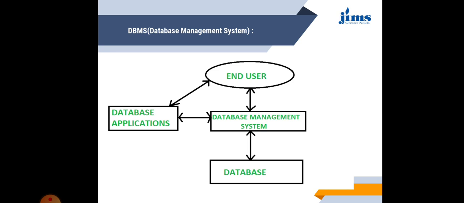So these are the components we already discussed. The end user has two types: one is the DBA, and one is the database user. If it is a database user, it can retrieve the information with the help of a database application, and the database application sends this request to the database management system, and the database management system retrieves the information from the database and sends it to the end user.